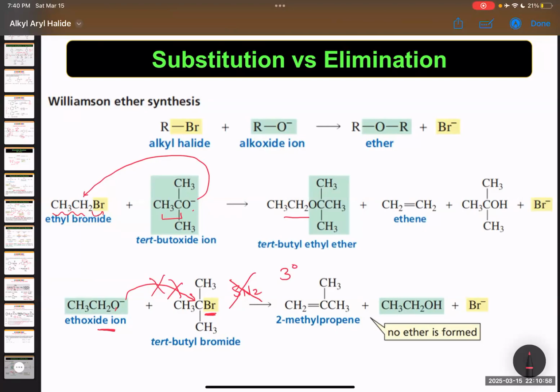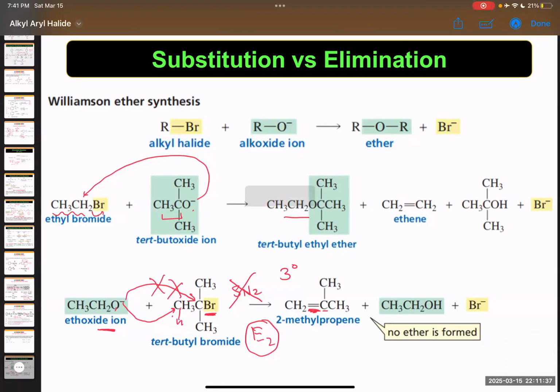Clear? So now what is going to happen? It is going to come and take away the H plus, which is easily accepted. So now you will have elimination happening, with H plus removed from the adjacent carbon and Br removed from the middle carbon. Direct attack of the nucleophile was not possible, so this is E2. If you want to prepare ethers, you need SN2 to happen because you need O to get connected to the alkyl. You don't want the alkene to come.